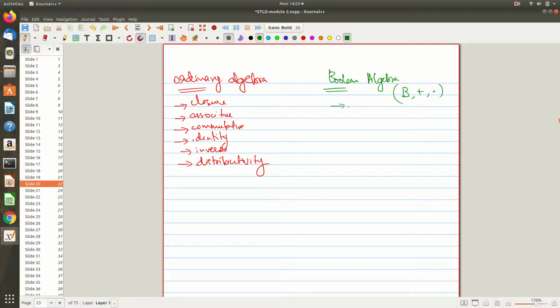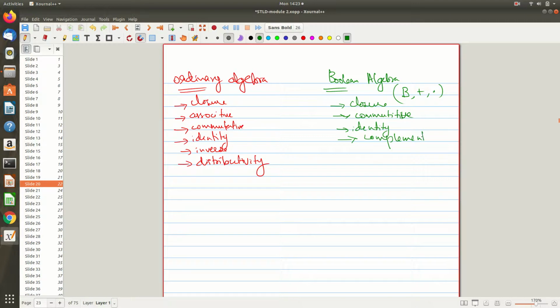Then we define the closure property. We have the requirement that the set B should be closed under plus as well as dot. Then associativity was not there, hope you remember. Commutativity was there. Both the operators plus and dot should be commutative. Then the existence of identity was also there. Then inverse was not there. Instead of inverse we were having something called a complement.